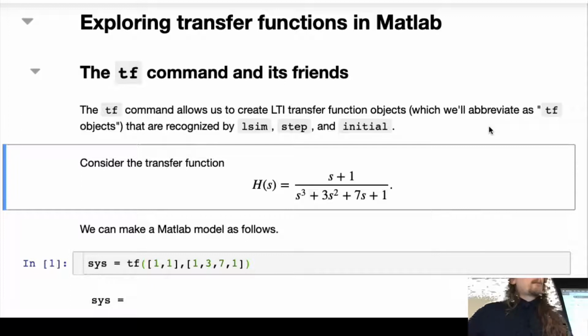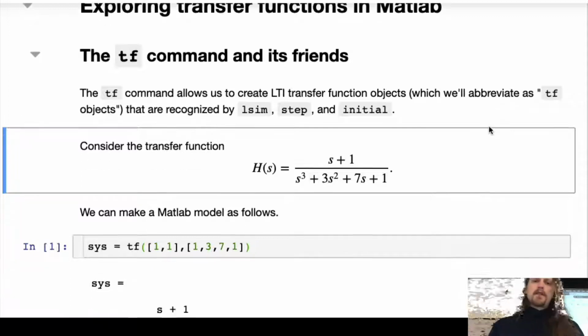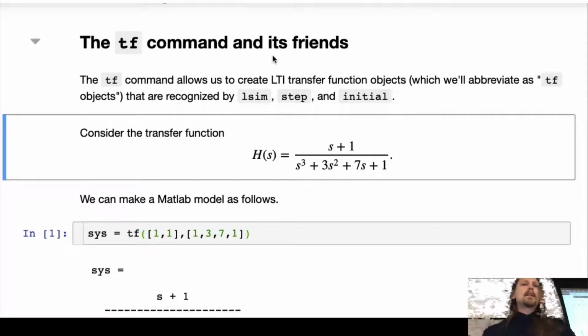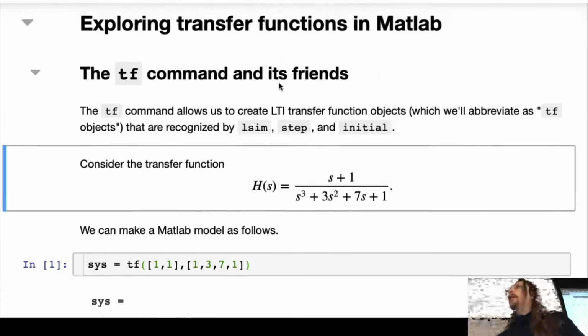So, exploring transfer functions in Matlab, the TF command and its friends. That's how we're going to start.